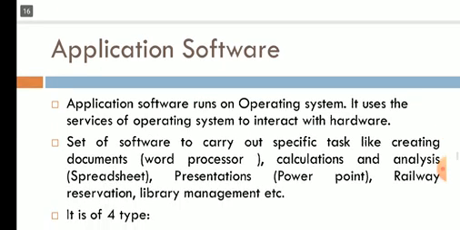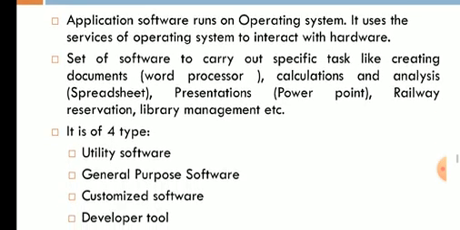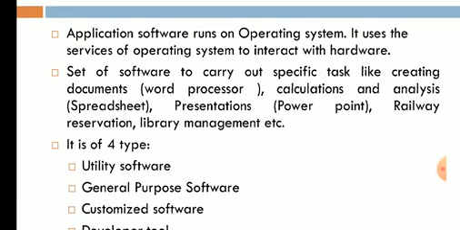Next we'll move on to the next topic, application software. Application software also depends upon our operating system. Application software is used only for a specific purpose, or a particular user purpose. If I'm performing some specific task using a particular software, then it is called application software. Application software can be classified into four types: utility software, general purpose software, customized software, and developer tool. A software which performs a specific task is called application software.